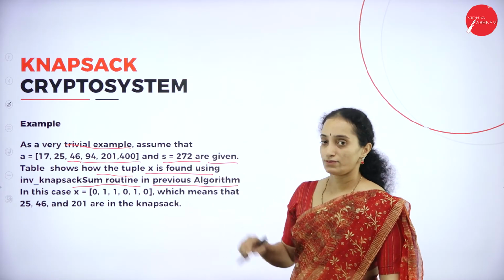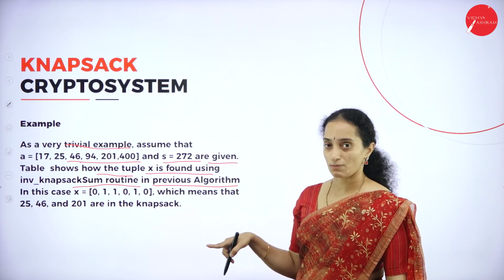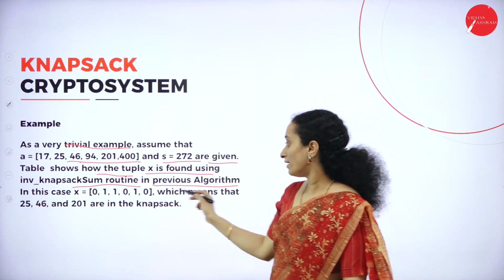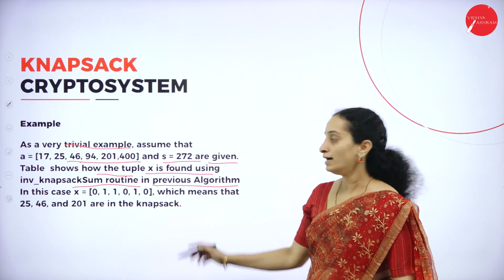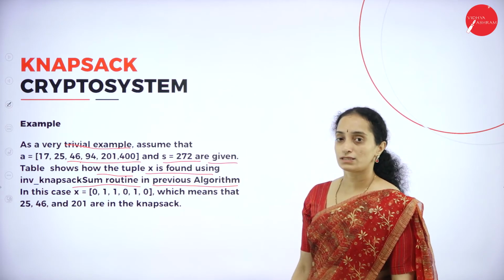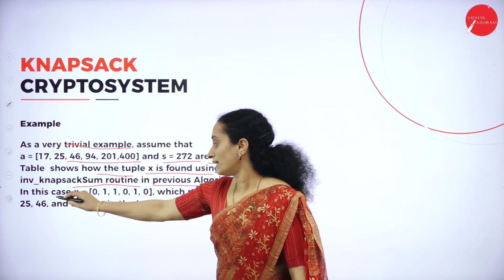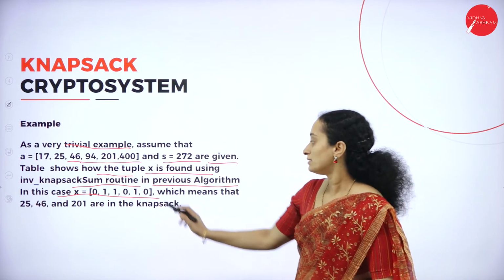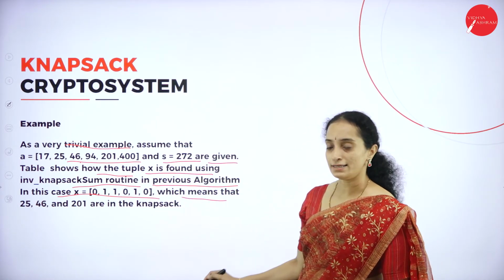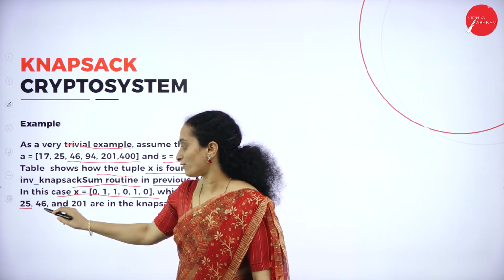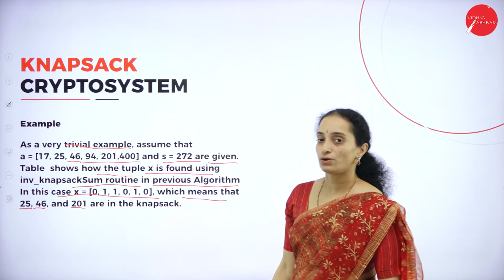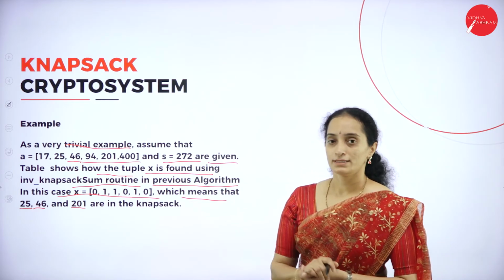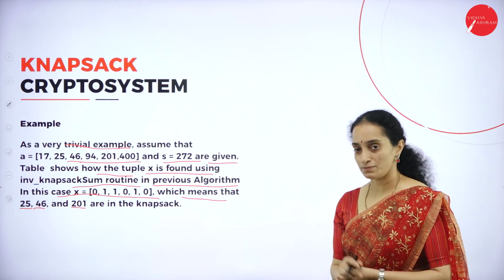Okay, we have used the inverse knapsack sum algorithm. Let's see the table, how it gets the x by using the inverse knapsack sum function. In this case, x is considered as 0, 1, 1, 0, 1, 0, which means that only 25, 46, 201 from A are in the knapsack sum. We got these values from the knapsack sum function.